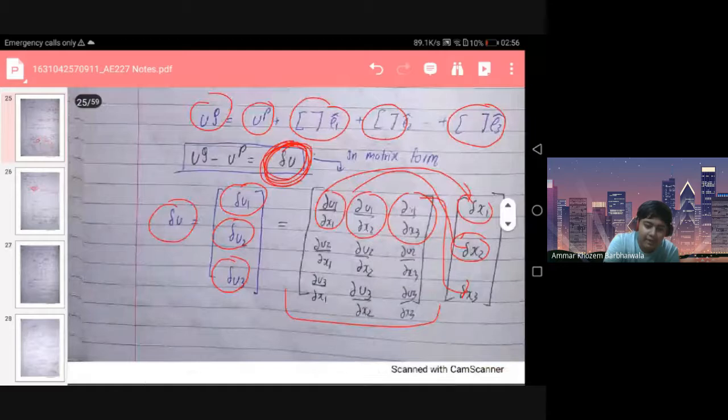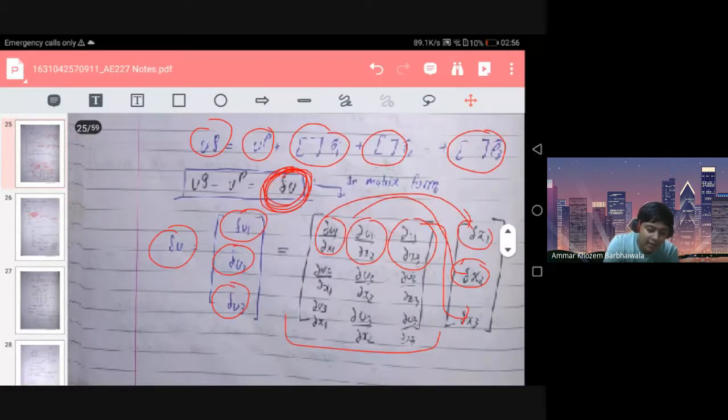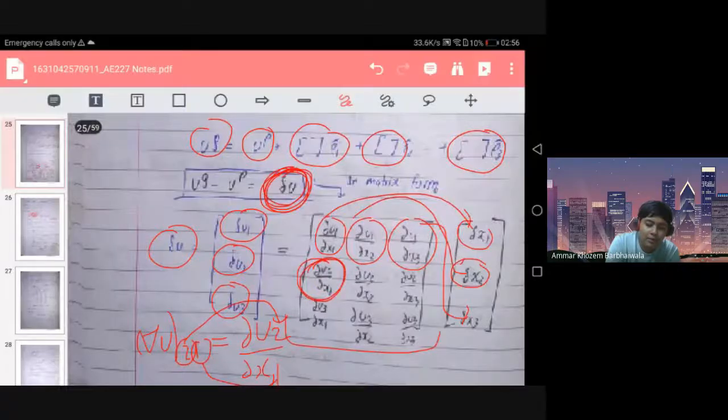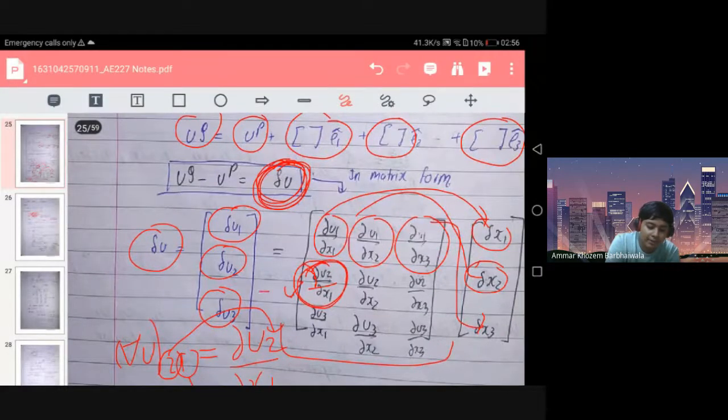If I have to write the 2 1th component of grad u, the first index is del u2 and the second index is del x1. So this 2 corresponds here and this 1 corresponds here, and grad u of 2 1 is basically del u2 upon del x1. So this is the 2 1th component, grad u 2 1, and we're just defining each element at this point.